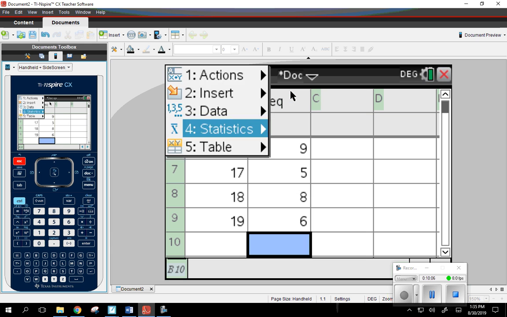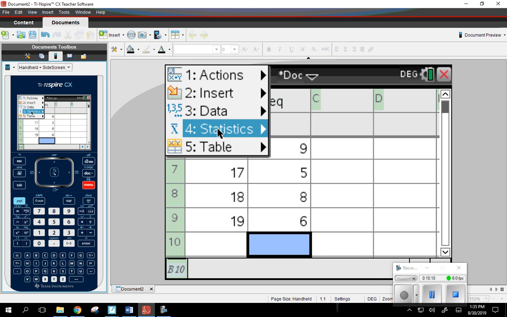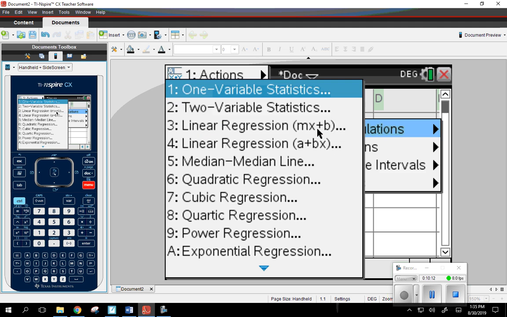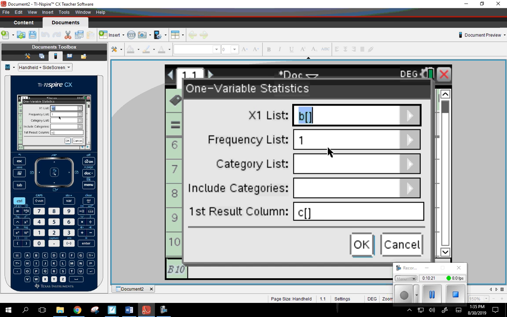So let me go back there. Okay. Menu. How'd I get there? Statistics, stat calculations, and then 1 variable. Okay. Now this is always going to pop up. Just go ahead and click OK. Don't worry about that one. Now here's where you need to go ahead and make a few changes.